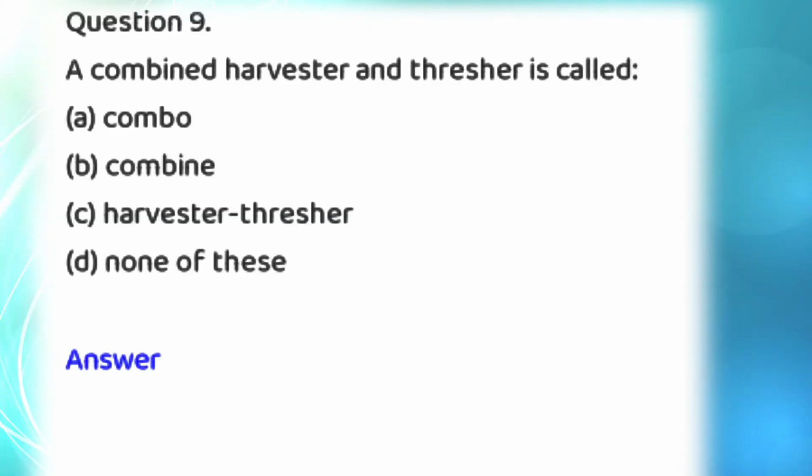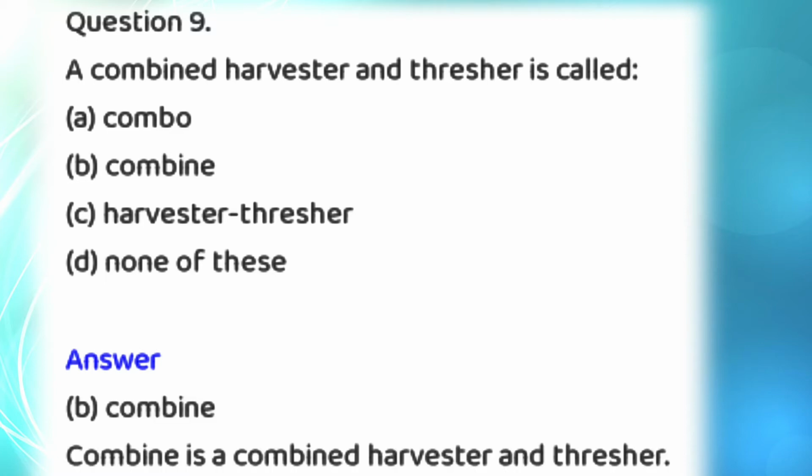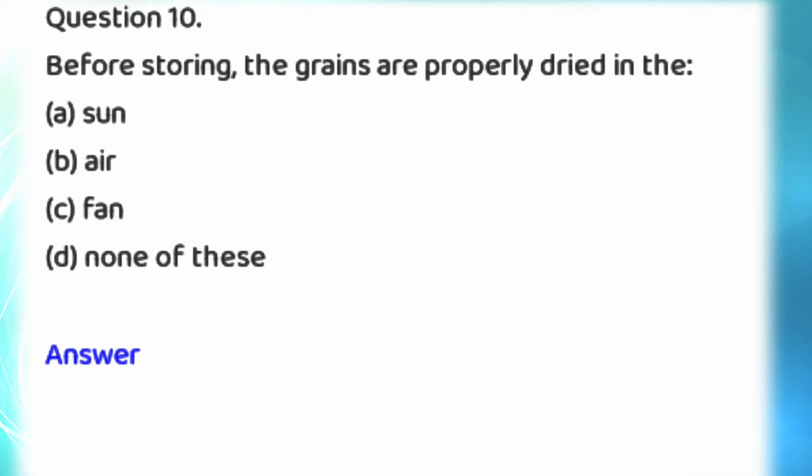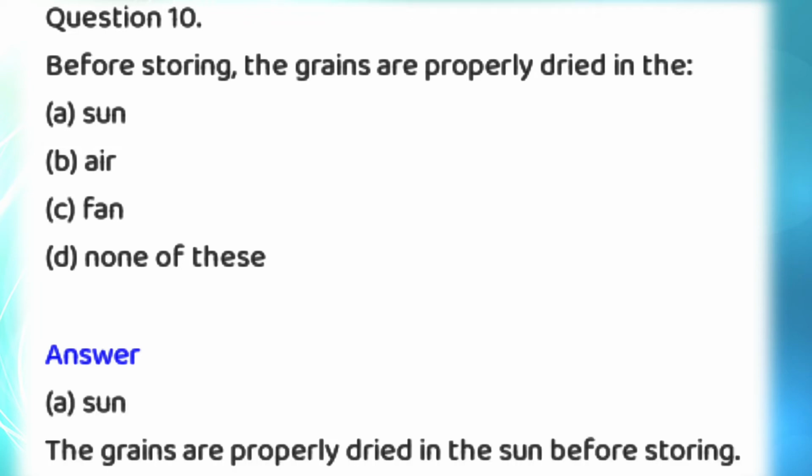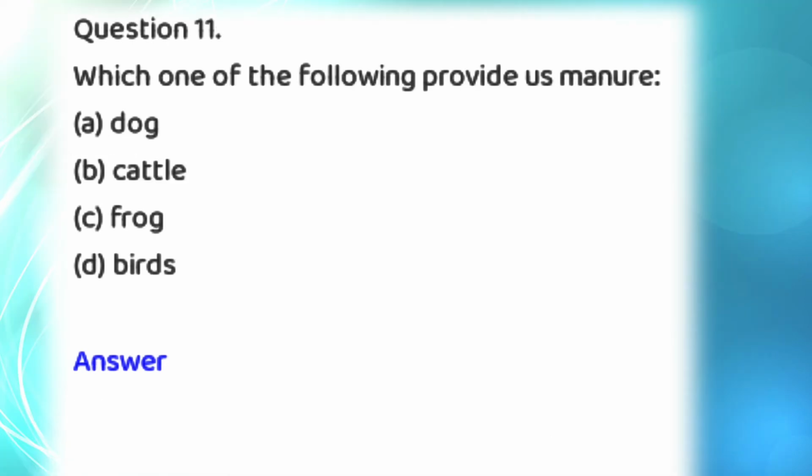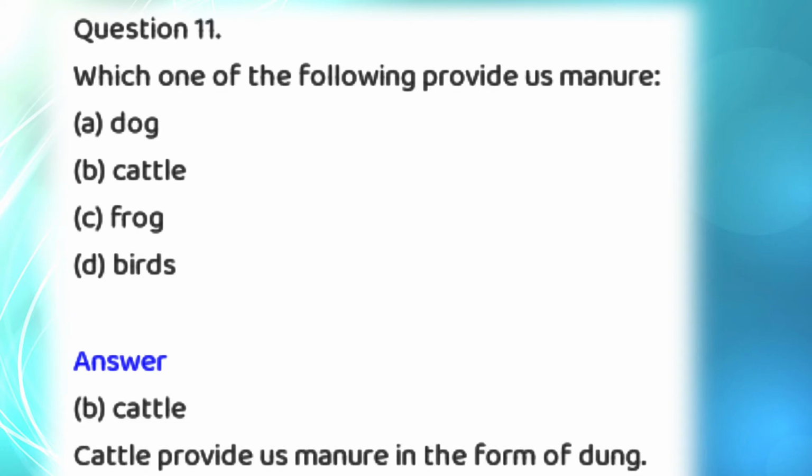Ninth question: a combined harvester and thresher is called a combo, combine, or none of these? And the answer is combine. A combine is a combined harvester and thresher. Tenth question: before storing, the grains are properly dried in the sun, air, or fan? And the answer is sun. The grains are properly dried in the sun before storing. Eleventh question: which one of the following provides us manure: dog, cattle, frog, or birds? And the answer is cattle. Cattle provide us manure in the form of dung.